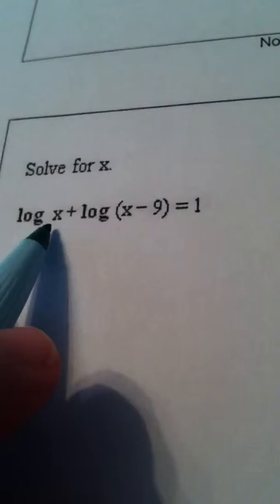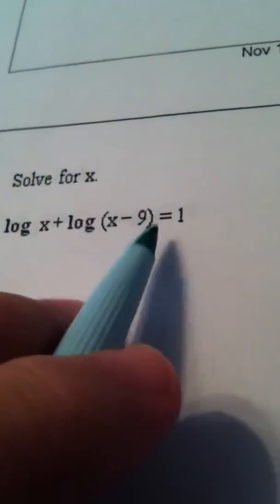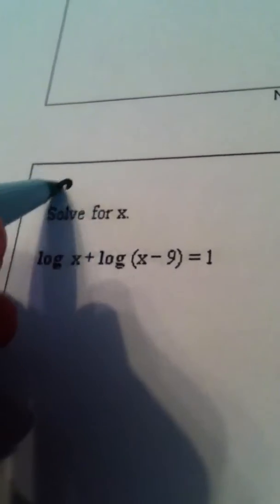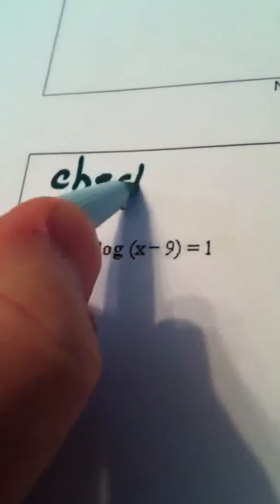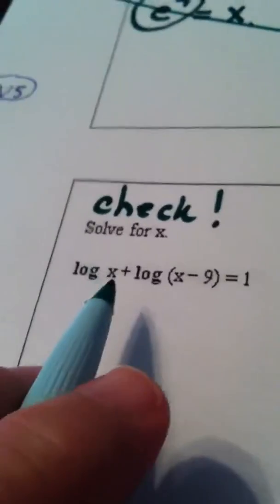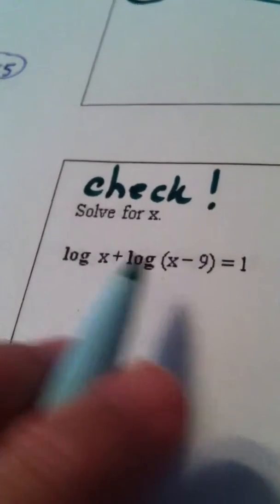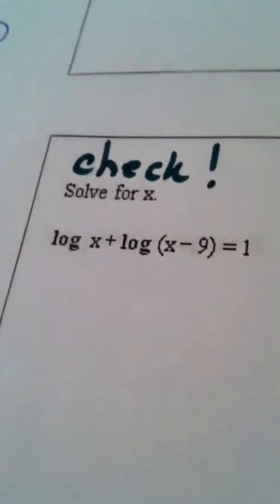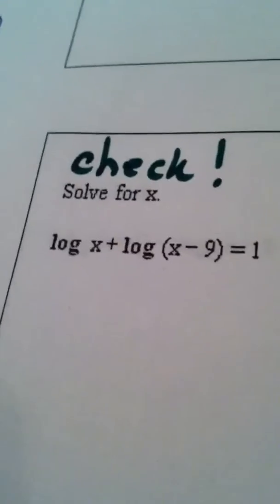Alright, ladies and gentlemen, we have the log equation. Log of x plus the log of x minus 9 equals 1, and we're asked to solve it. Now, we've already learned from previous videos and class instruction that with a log equation you have to check at the end to make sure that your answer doesn't cause either of these arguments to become 0 or negative, but we'll worry about that after we've solved it.